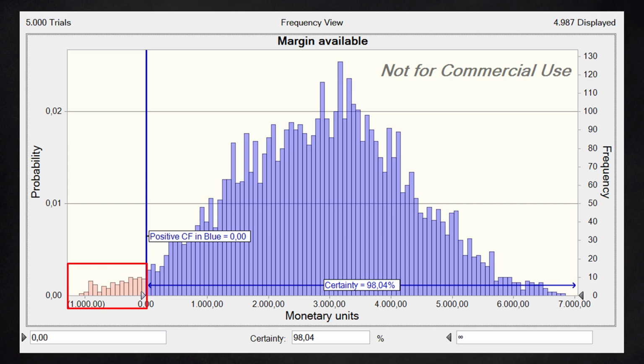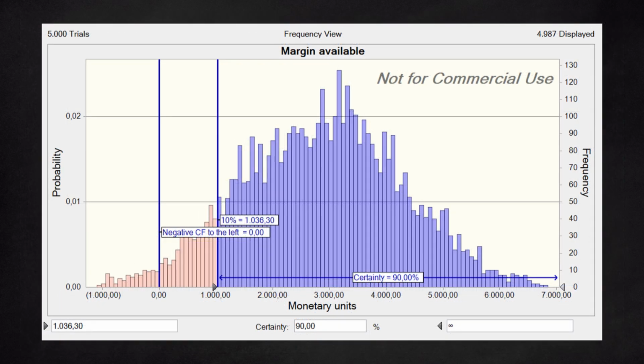The red part equals 2%. So, there is a 2% probability to end up with a negative margin. Using this approach, a financial institution can set a threshold that expresses its risk appetite. Say, a financial institution's risk policy requires a 90% certainty level. In other words, the institution wants to be 90% sure that there is a positive consolidated cash flow.